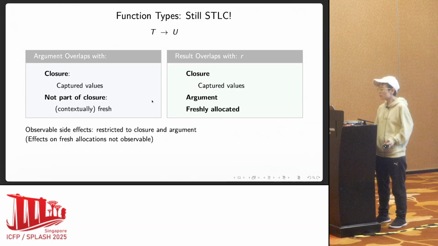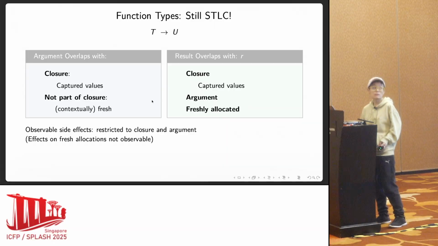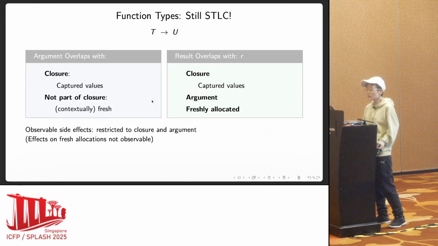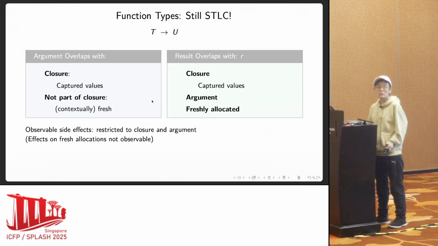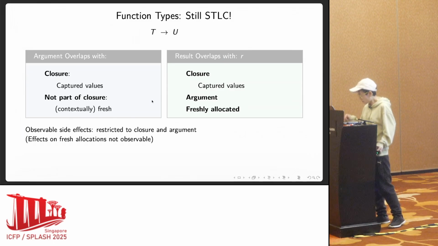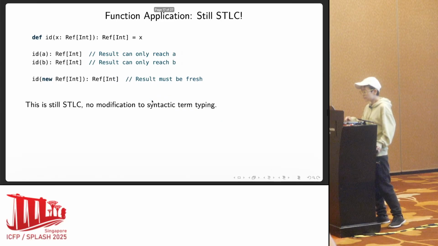If it's not part of the closure, we call it contextually fresh. Similarly for the result, it can either overlap with the closure or the argument, or be a freshly allocated location during the evaluation of the term. And then we can talk about observable effects, which are values stored not in the argument or the function. Those values will be preserved. It's something like a separation logic frame rule.